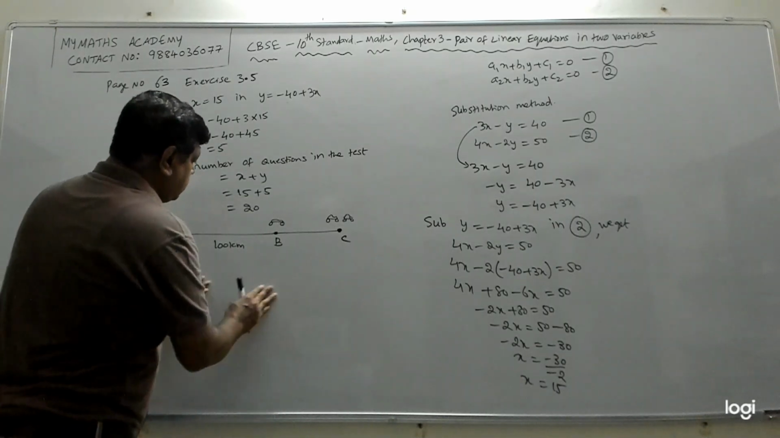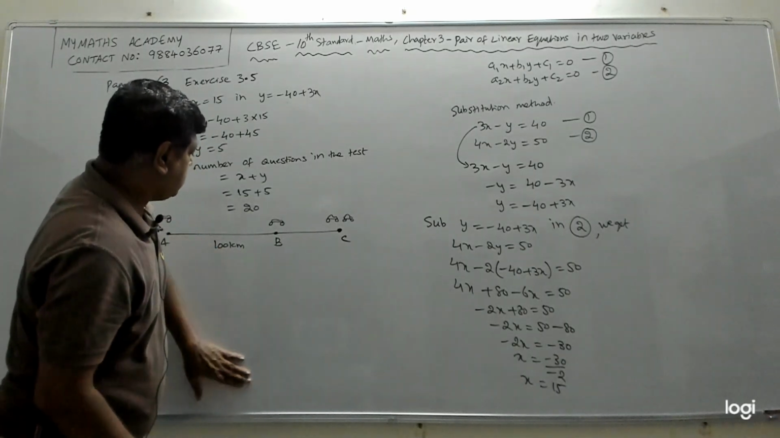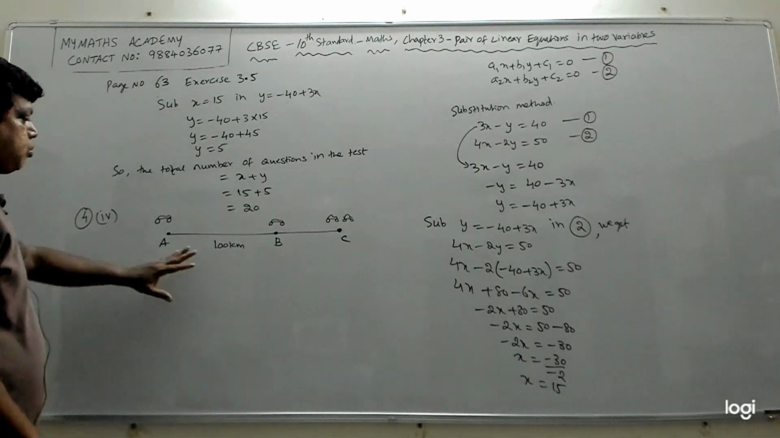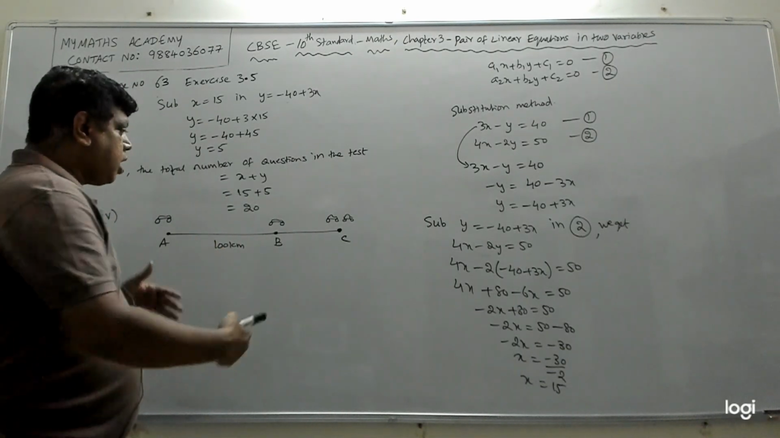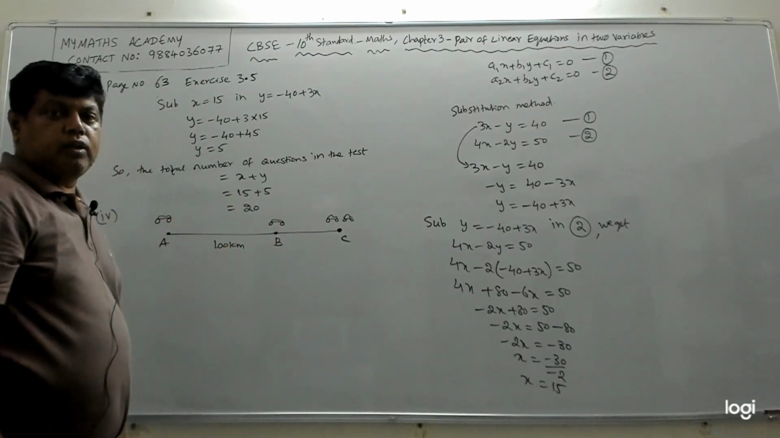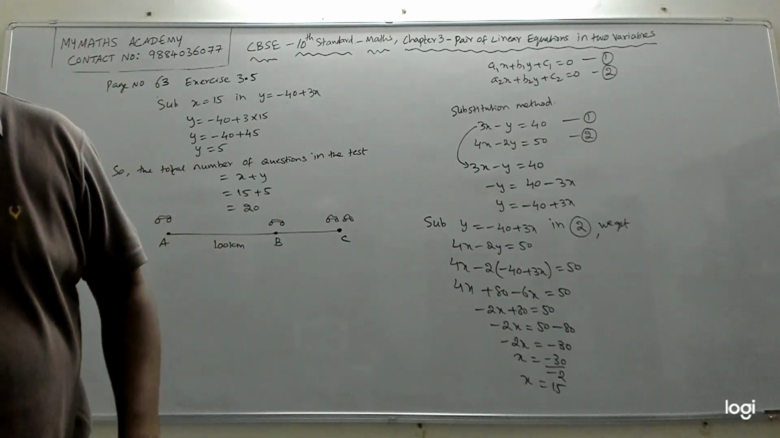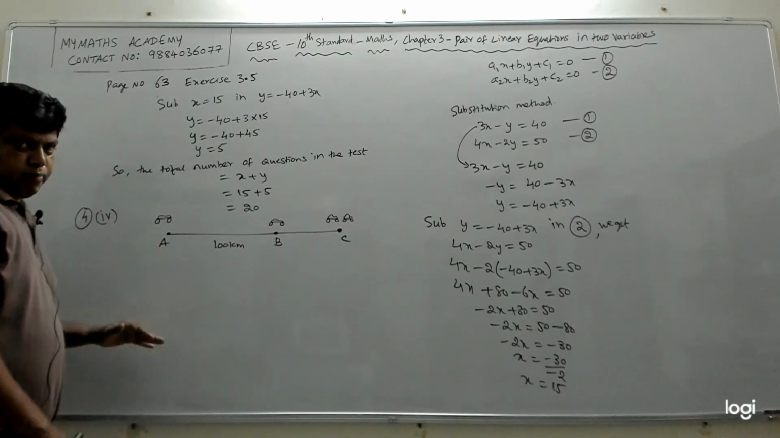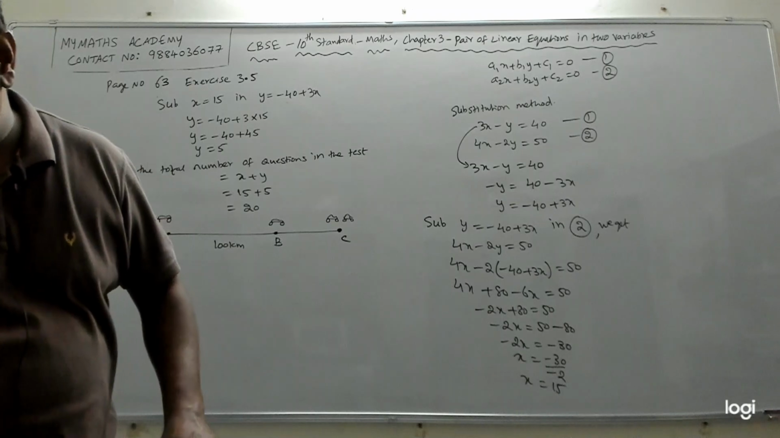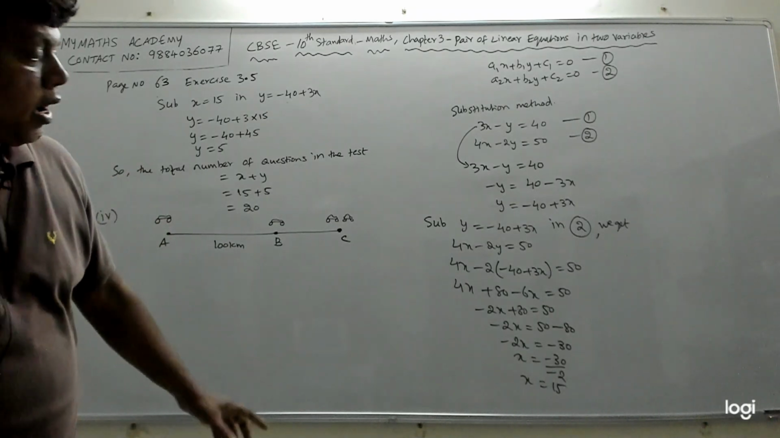Right? So this is one situation. This is the first situation. We have one more situation where both the cars travel in the opposite direction. They travel towards each other. That will come. First, what we are seeing is places A and B are 100 kilometers apart.